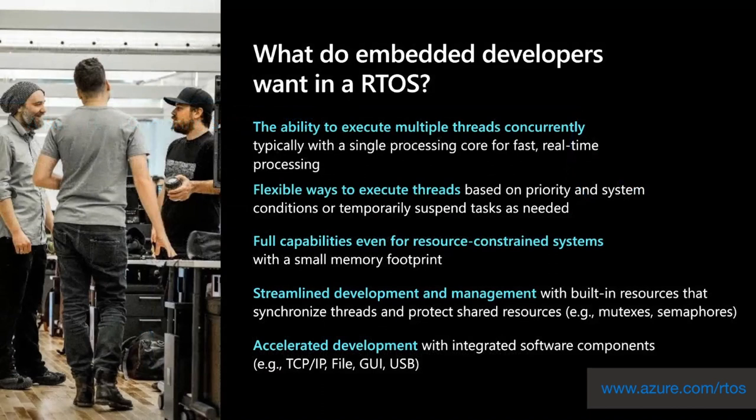What do embedded developers want in an RTOS? This varies greatly between different embedded developers. Generally, it's allocating processor time, meeting real-time requirements, fitting into small memory areas, dividing up the application into pieces instead of having everything in one big while loop. And then also the middleware, having access to file system, network stack, GUI, USB. All of these things are typically what embedded developers want in an RTOS or a runtime solution.